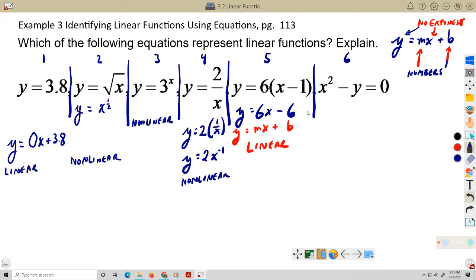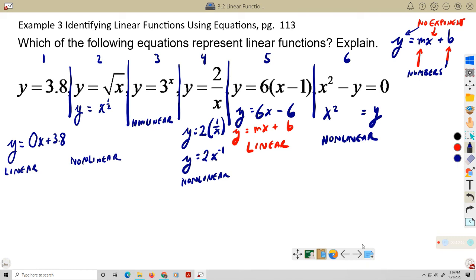And what about the last one? Okay, so the last one, again, I said, if you have x squared, that's kind of your clue here. But let's solve for y. If I add y to both sides, x squared equals y, well, this is nonlinear because it's not x to the first power. So this is nonlinear. This is something we call the quadratic, and this will generate those parabolas we looked at on the previous screen.